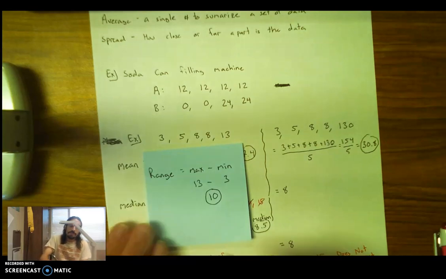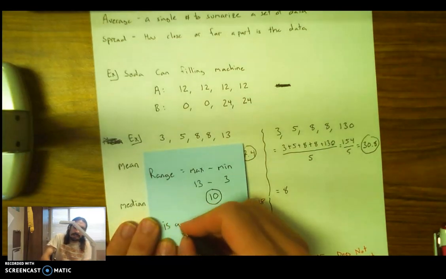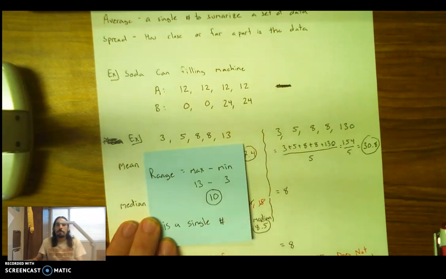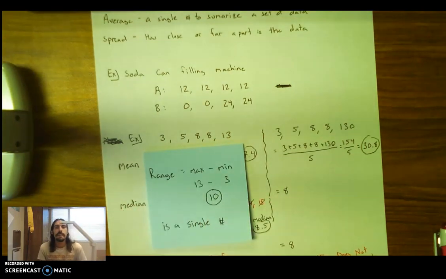Notice the range is a single number. The most common mistake you'll see on the AP exam is when students are reporting their range, they'll say the data goes from 3 to 13. No, if you're describing the data another way, that's a valid statement, but if you were specifically answering the question of range, it is reported as a single number.